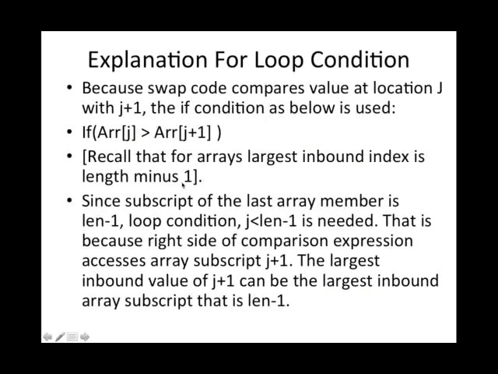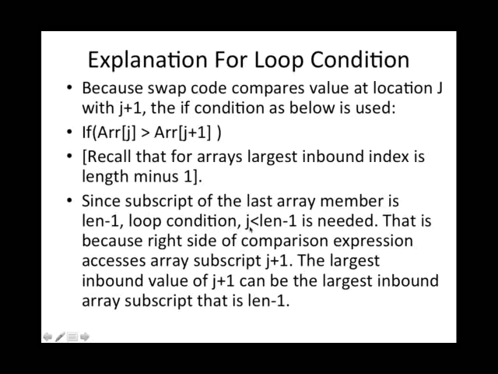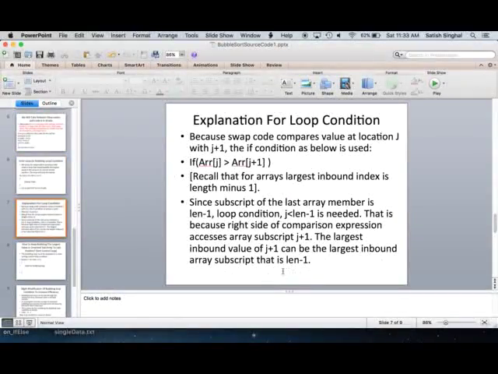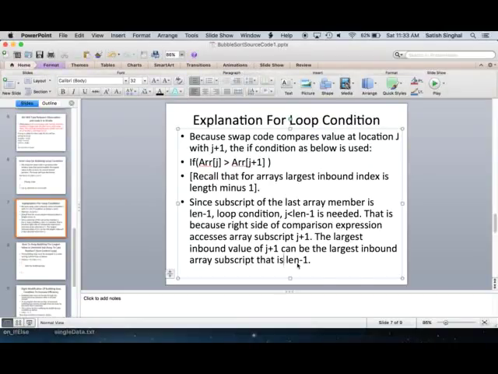Okay, and we were calling in our code length equal to len. So since the subscript of the last element, remember, is len minus 1, the loop condition j less than len minus 1 is needed, okay? That is because the right side of the comparison expression, this one, accesses subscript j plus 1. So the largest inbound value of j plus 1, okay, so this is actually incorrect, is less than len minus 1. Okay, let's fix that.